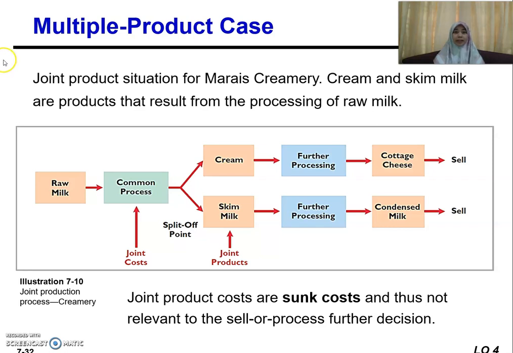Okay, Bismillahirrahmanirrahim. Now let's look at the multiple product case, or the joint product situation, for Mary's Creamery.